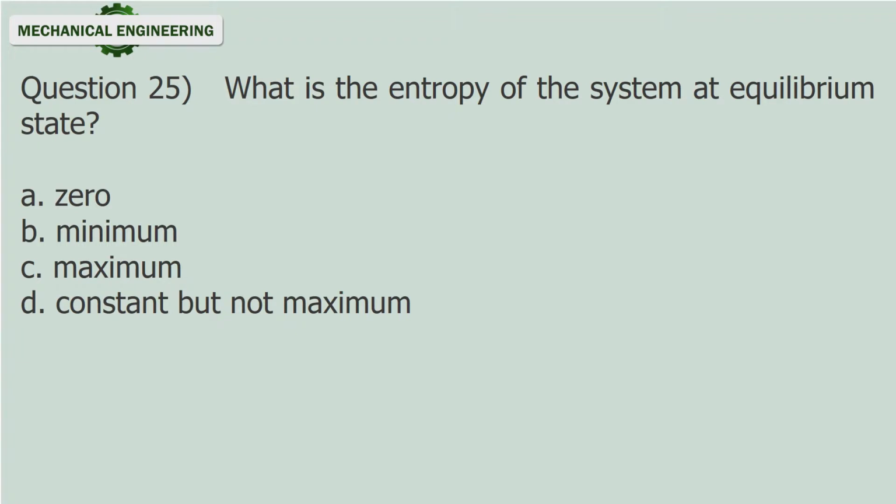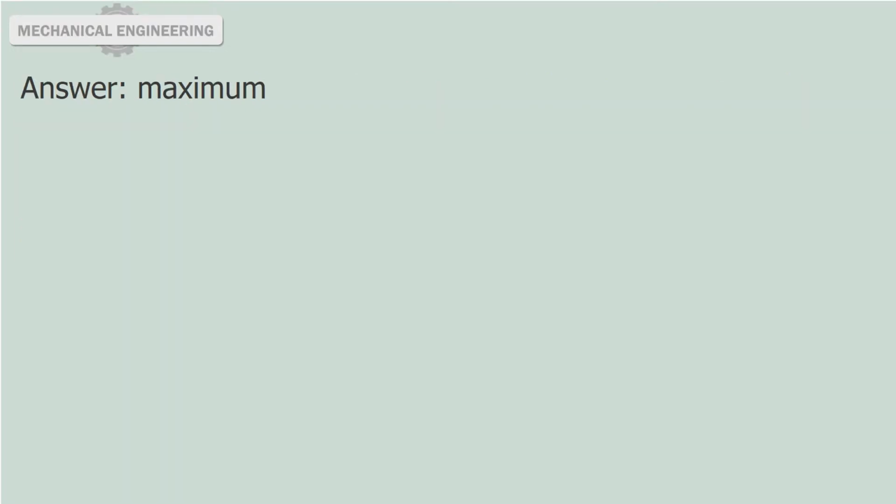Question 25. What is the entropy of the system at equilibrium state? A. 0. B. Minimum. C. Maximum. D. Constant but not maximum. Answer: maximum.